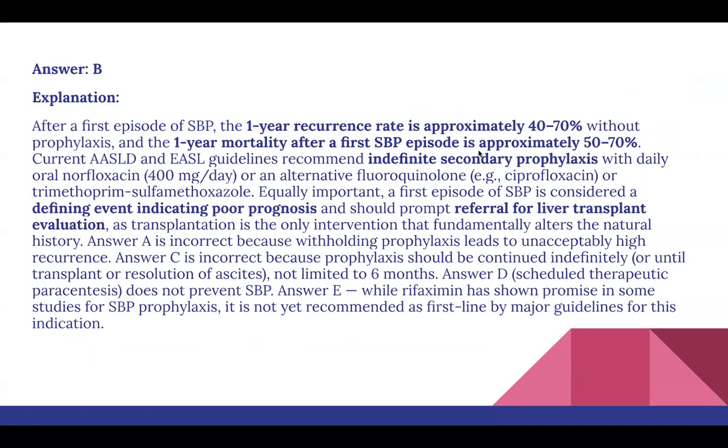And answer B. So after the first episode of SBP, the 1-year recurrence rate is approximately 40 to 70% without prophylaxis, and 1-year mortality after SBP is approximately 50 to 70%. These patients need indefinite secondary prophylaxis with oral norfloxacin.